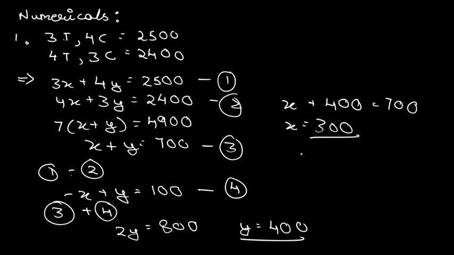We can simply say that the cost of one table is equal to rupees 300 and the cost of one chair is equal to rupees 400. As simple as that. Okay, so this was a pretty easy problem. Now we are moving to a tougher problem. The next question is right in front of you.